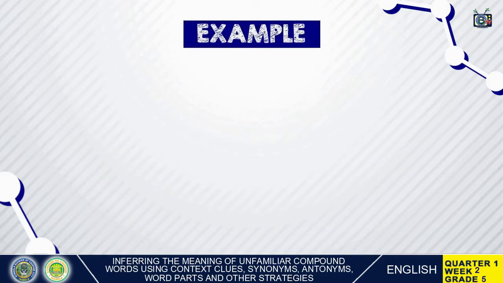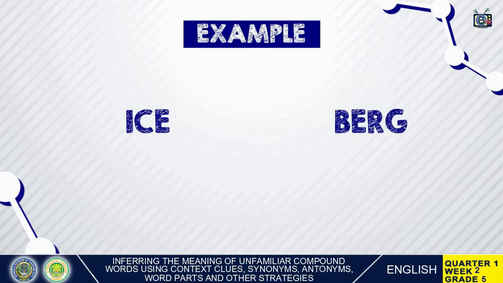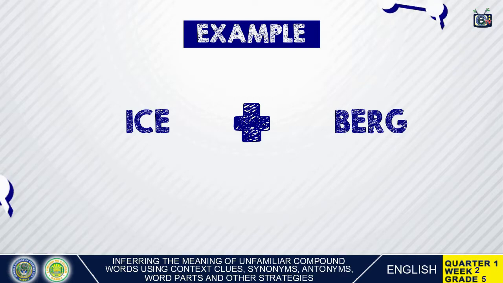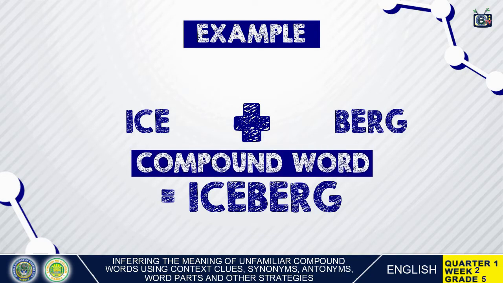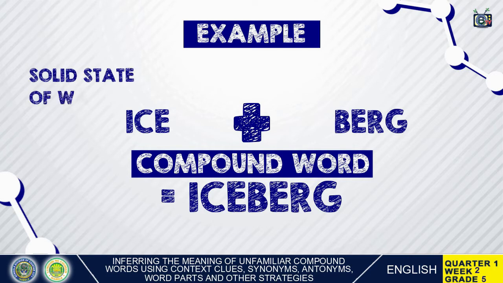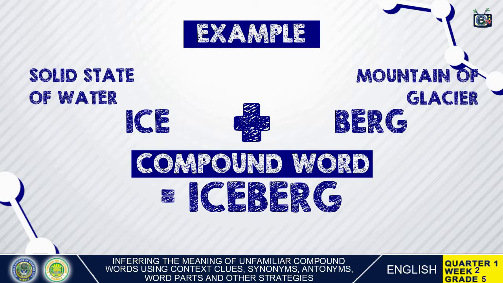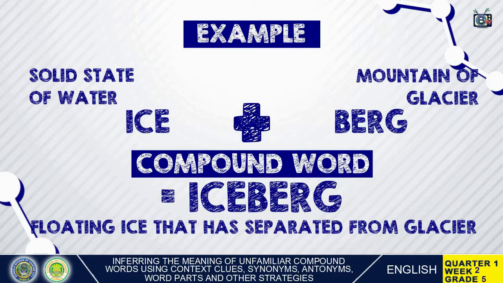For example, we have the words ice and berg, icebergs. When we combine the two words, ice and berg, we form a new word which is iceberg, and that is what we call a compound word. We have the meaning of the word ice, solid state of water, and the berg's meaning, mountain of glacier. And the compound word, iceberg, floating ice that has separated from a glacier.